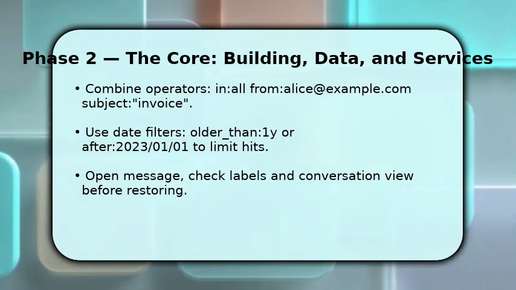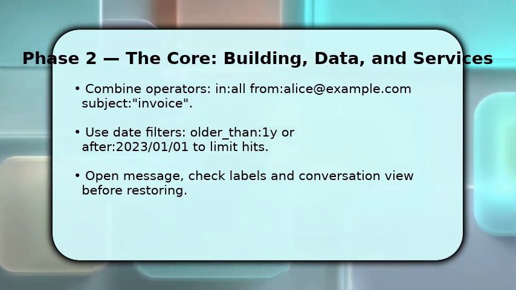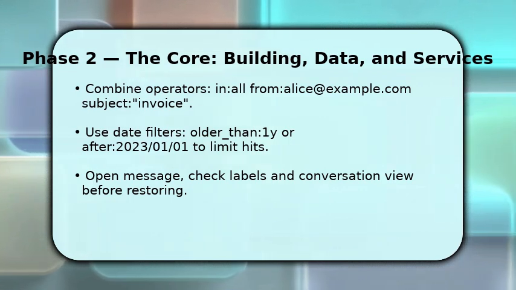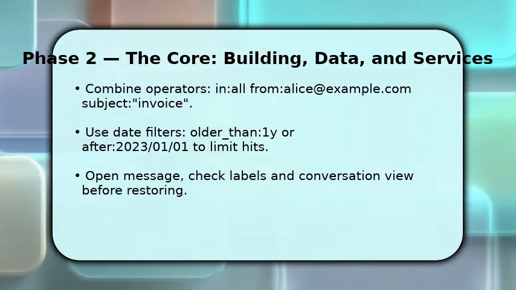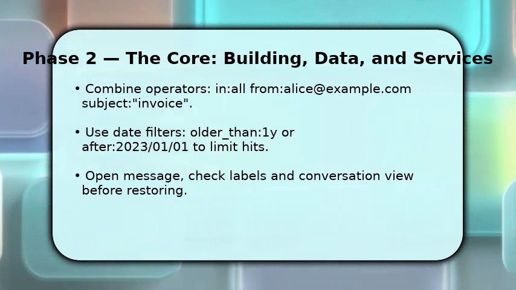This reduces manual scrolling. When you find the message, open it to confirm content and labels, because archived mail may still have important labels applied. Make sure to inspect the conversation thread. Sometimes only one message is archived, while others remain in the inbox.